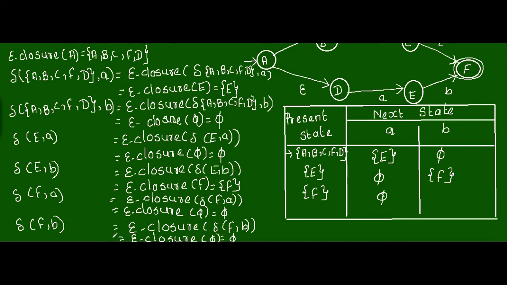So F is your present state. b is your present input. The next state is empty. So this is how we have to construct the conversion. Now we have completed this. So this is how we have to convert an NFA with null moves to a DFA.